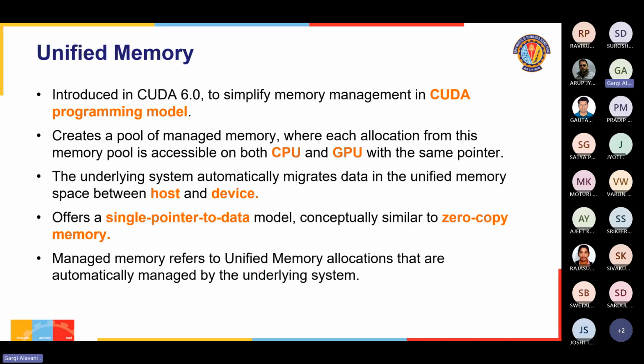Then we also have unified memory, which was introduced in CUDA 6.0, where you can create a pool of managed memory where each allocation from this memory pool is accessible by both GPU and CPU using the same pointer. The underlying system will automatically migrate the data in this unified memory space between host and device, and use a single pointer. With zero copy, we needed two pointers. With unified memory, you use a single pointer, but the concept is similar to zero copy.